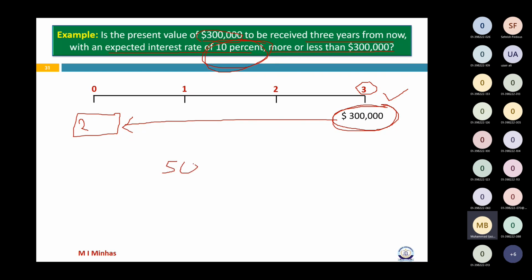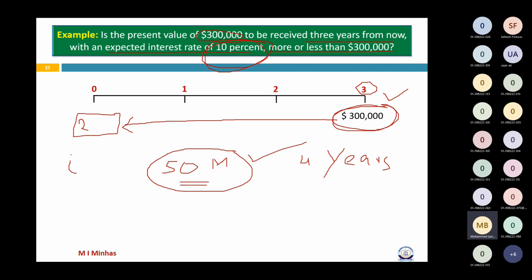somebody has promised me 50 million, God bless him or her. He or she would give me 50 million after 4 years from now, right? And I want to know its present value, but I don't know the interest rate, or I have not been told about the interest rate. And I'm given the following options here: 40 million, rather make it 42 million, 52 million, 62 million.